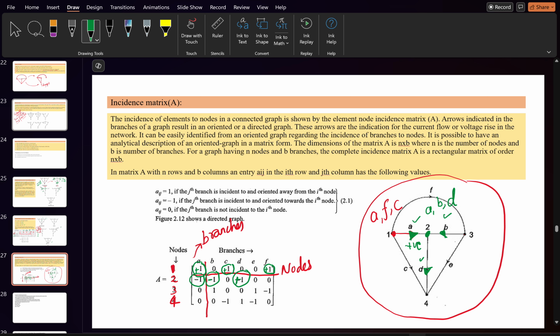Incidence means how the incidence of the current is there at a particular node. What are the rows? Rows are the nodes. What are the columns? Columns are the branches. You just have to see the orientation of a particular branch current at a particular node, and that is the incidence matrix. Any doubt in this?